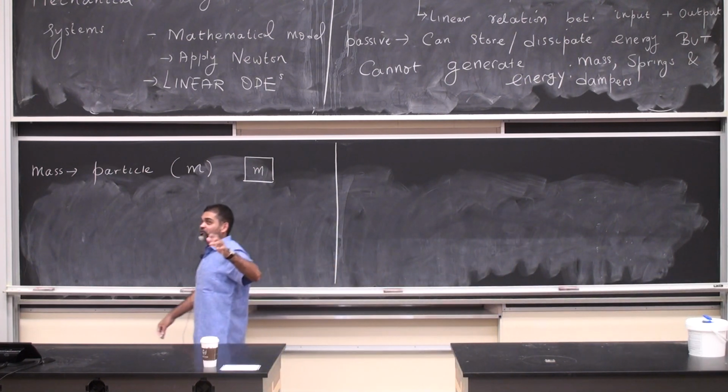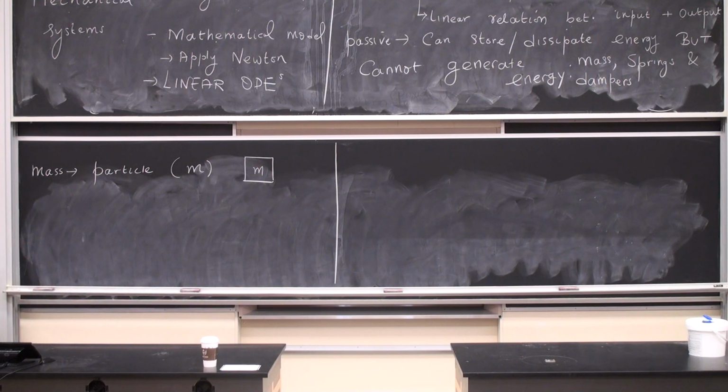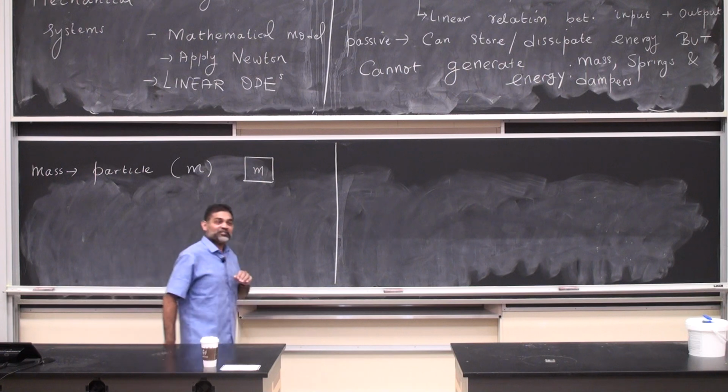The Earth is modeled as a particle. If you sit on the sun, you don't want to sit on the sun, but if you do, it's modeled as a particle, right? Because it looks really tiny and it has a certain mass associated with it, right?